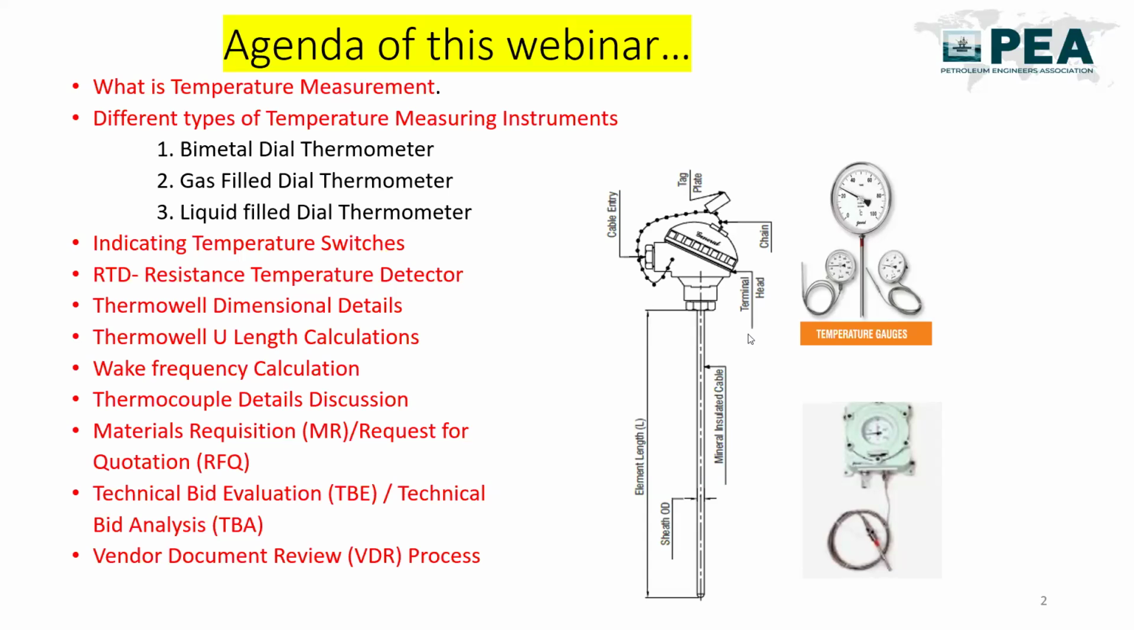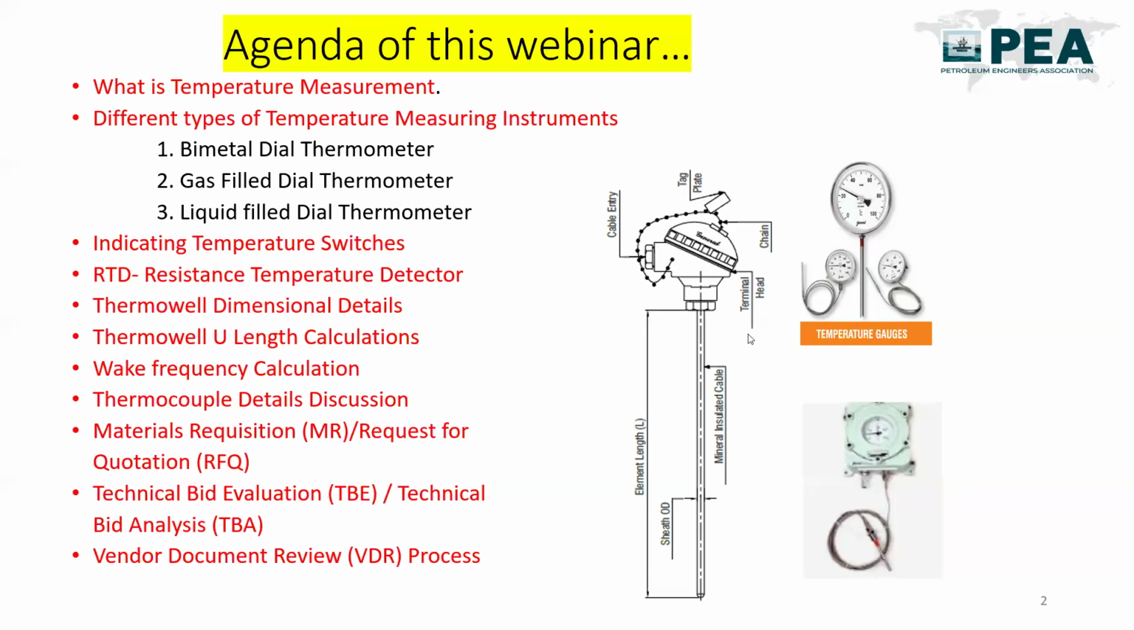This thermowell is very important related to temperature instruments, because the temperature instrument selection depends upon the thermowell dimensions and details. While we discuss the thermowell dimensional details, we will also discuss the U length calculation of the thermowell. Most people are keen to know how we select the length of the thermowell, because once you select the length of the thermowell, only then will you be able to select your RTD stem length, temperature gauge stem length, thermocouple stem length, and all those things. So we will discuss the U length calculation of the thermowell as well.